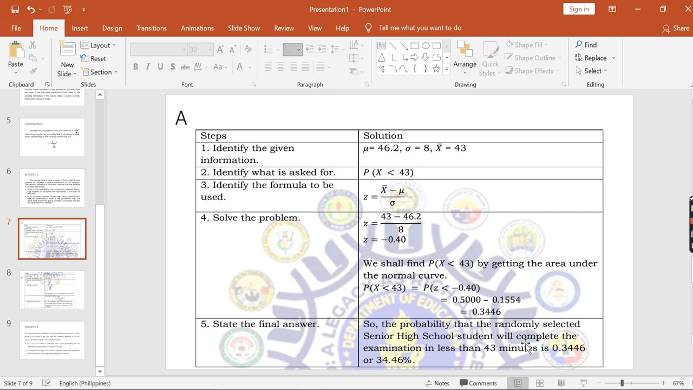So the probability that the randomly selected senior high student will complete the examination in less than 43 minutes is 0.3446 or 34.46%. Again, a word of precaution. As you can see, the author used another type of table. That's why the author subtracted something.